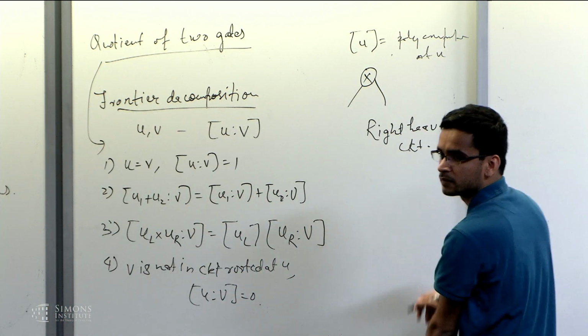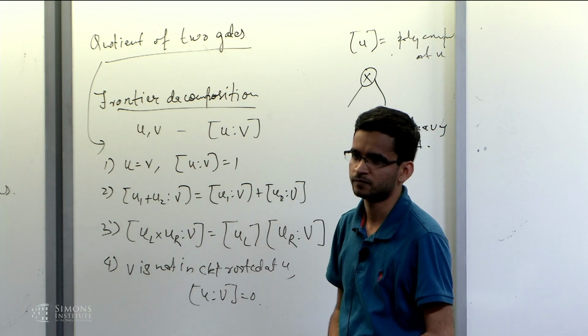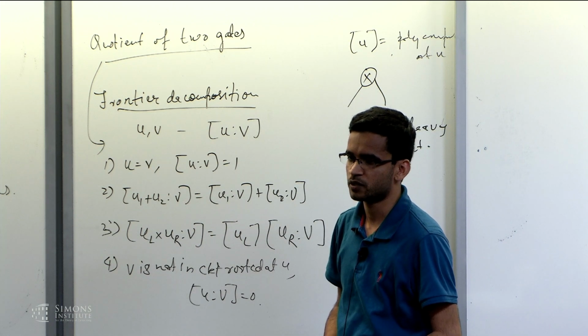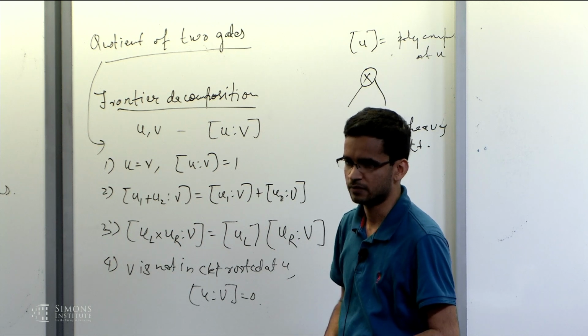Mrinal, so if the right gate does not have a path to v, then the left quotient gate does? Yeah. Then the quotient is 0. Quotient is 0. Yeah.